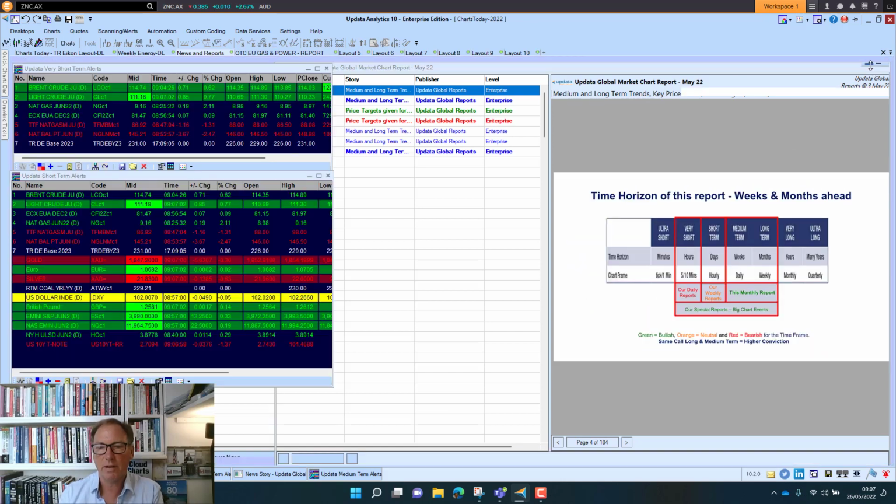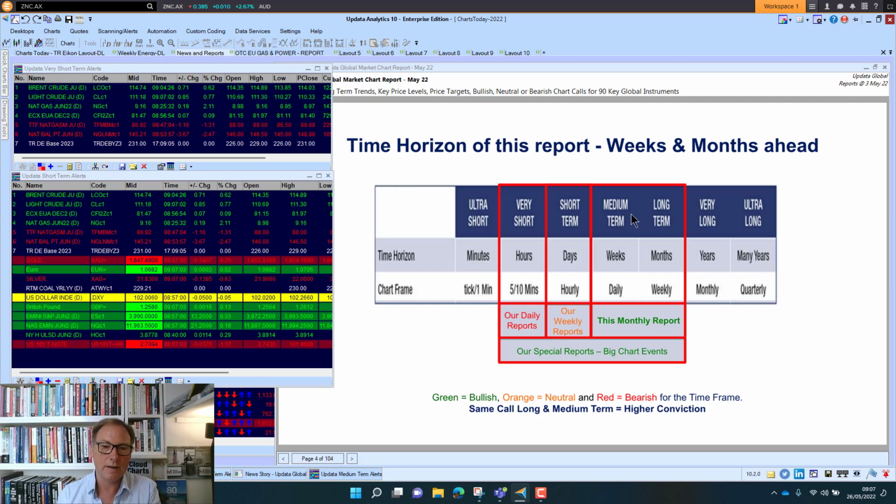So really quite key there. Lots to take in, but keep an eye out for those targets. That's it for today.